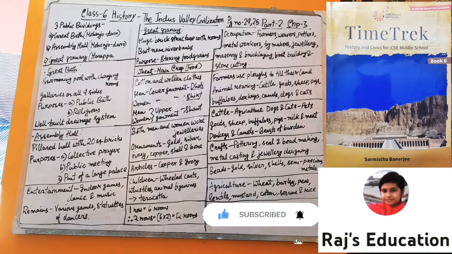Just imagine, all these things tell us that the Indus Valley people practiced a wide range of occupations. A lot of occupations were available at that point of time. Now comes agriculture and animal rearing.